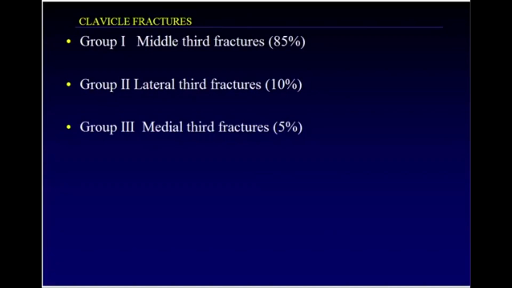Now, moving on to clavicle fractures. Clavicle fractures are grouped in a way that doesn't make any sense, in that group 1 are the middle third fractures, group 2 are the lateral third of the distal clavicle fractures, and group 3 are the medial fractures. I don't understand why they just didn't go from proximal to distal, but the middle third fractures by far represent the greatest majority of clavicle fractures, 85% of all clavicle fractures. And then you see the other two types are represented more rarely, as you see listed there.